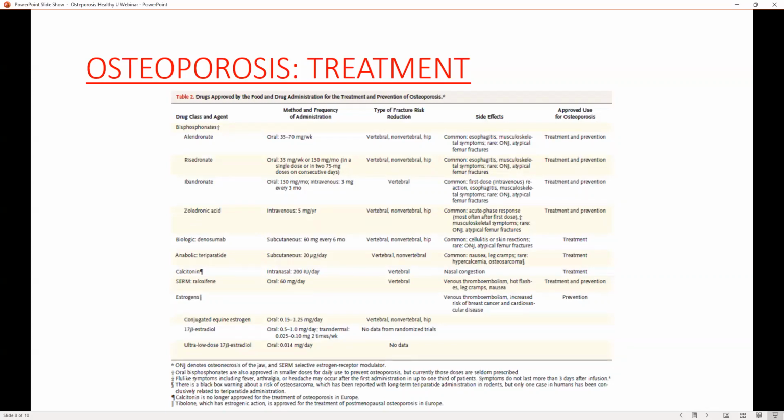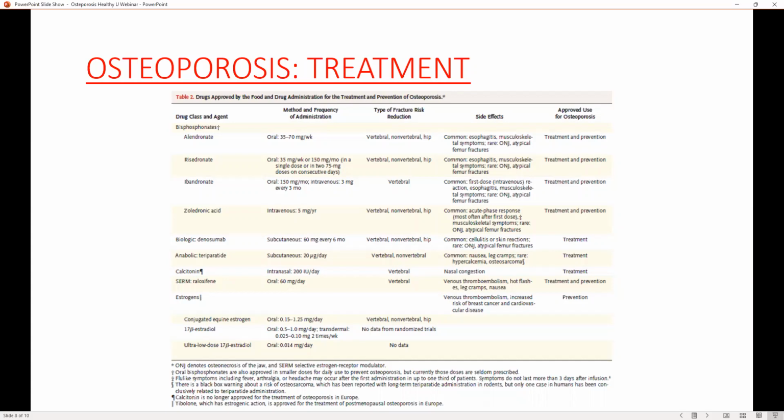This table shows the medications approved by the Food and Drug Administration for treatment of osteoporosis. A class of drugs known as bisphosphonates has a proven track record and a long established role in the prevention and treatment of osteoporosis. Most bisphosphonates are now available as generics, and due to their effectiveness and low cost, these are my preferred medications for initial treatment of osteoporosis.